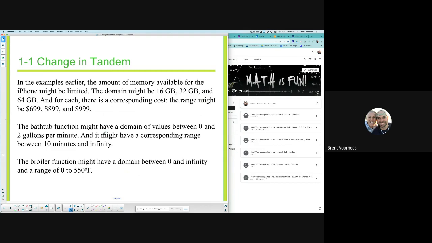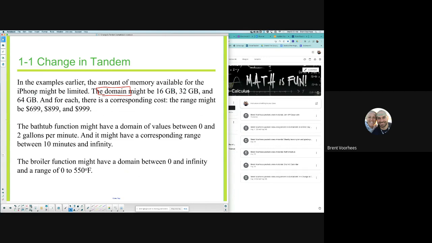So we had examples, if you remember. We talked about an iPhone, a bathtub getting filled with water, and a boiler heating up. I know it's been 2 days, but that's what we were talking about. Specifically, I want to talk about different types of domain. Okay, so on iPhones, when you go to buy an iPhone, you might have different priced iPhones based off the memory. Here, there's three examples. There's 16 gigs, 32 gigs, and 64 gigs.